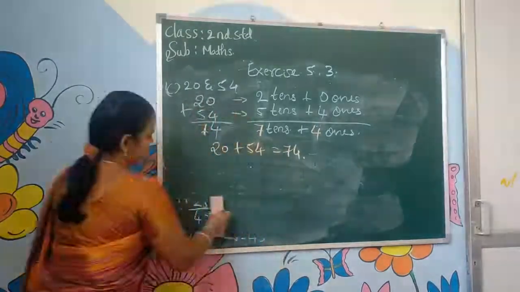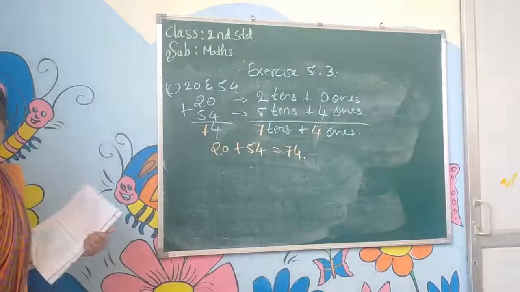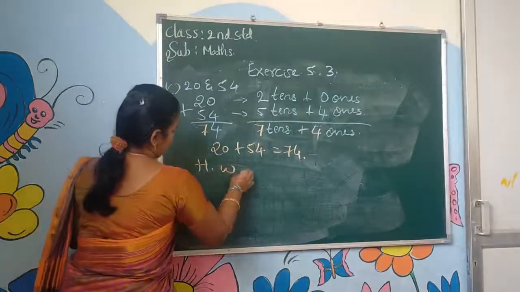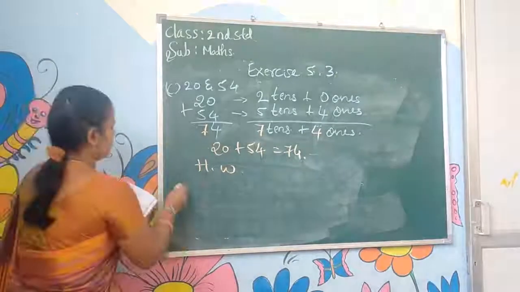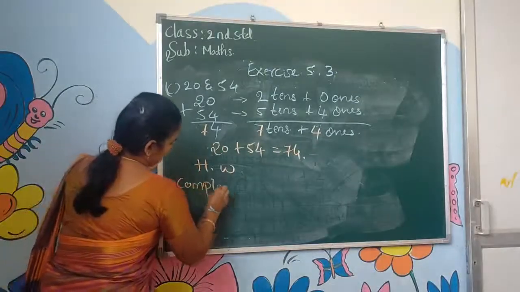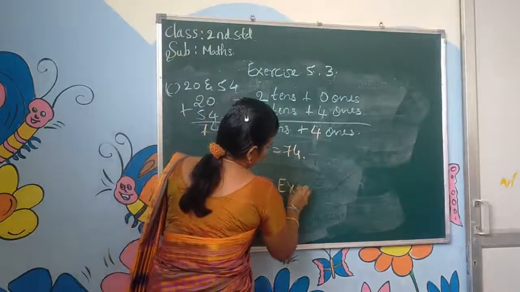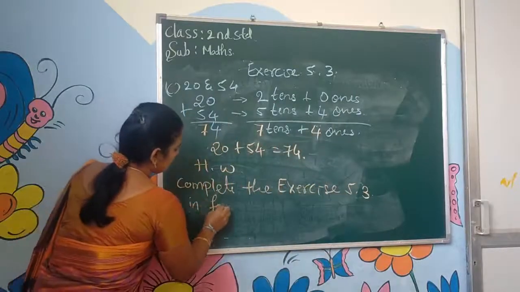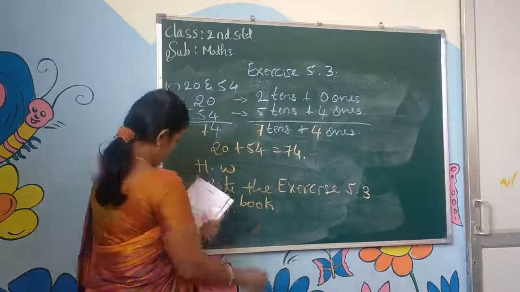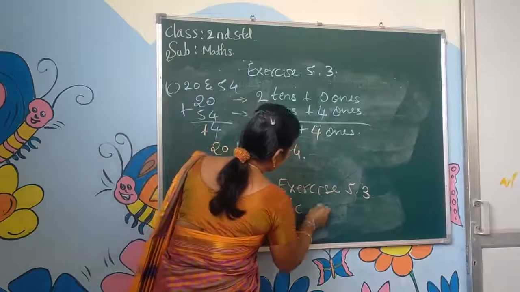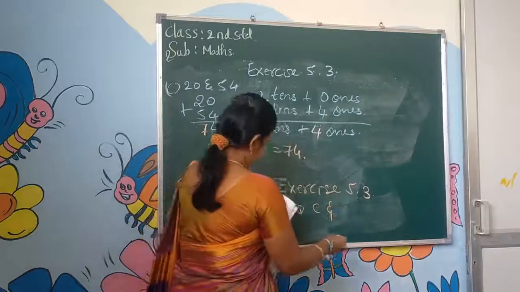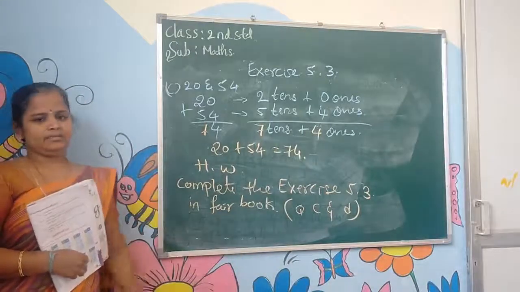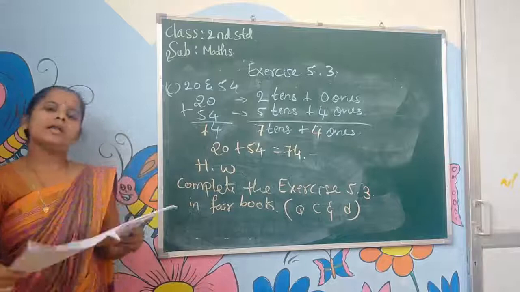Yes. Write down the homework. I'm giving the homework here only. You have to see the video completely. Homework: complete exercise 5.3 on paper. In brackets, there is C question. C and D. Those two sums you have to solve. C and D. Okay. We'll meet in the next class with the next chapter.